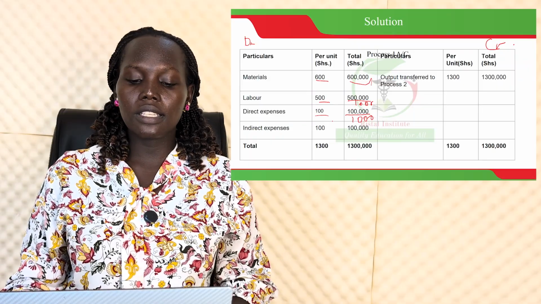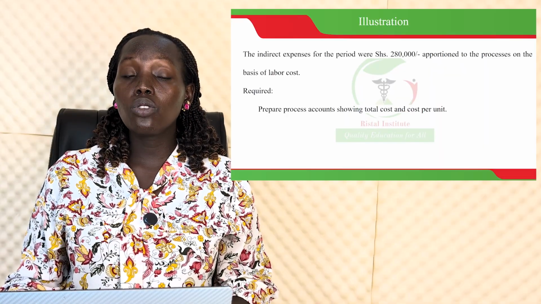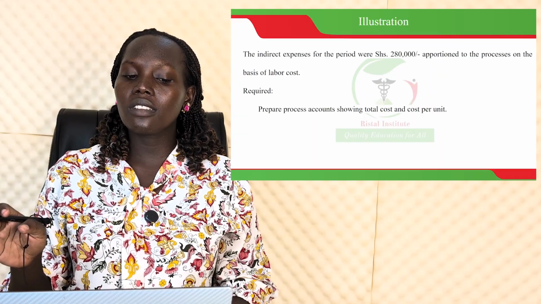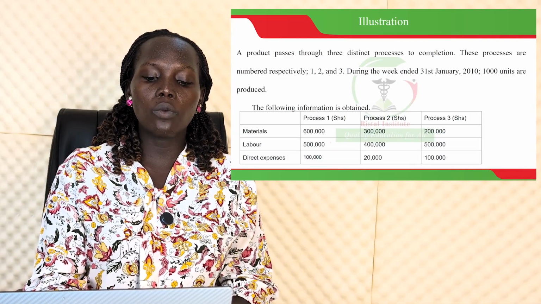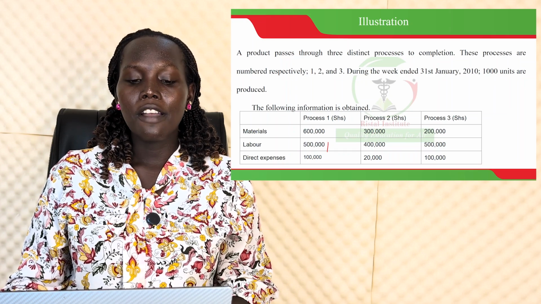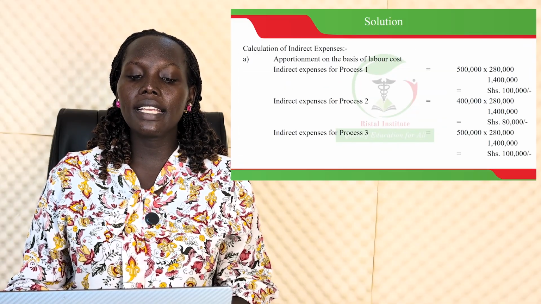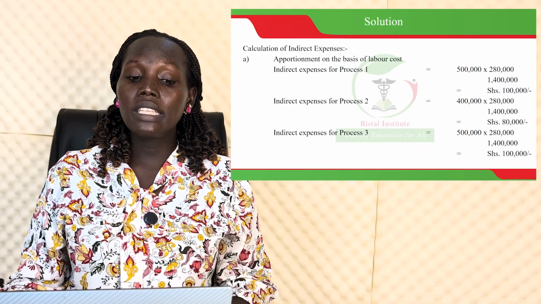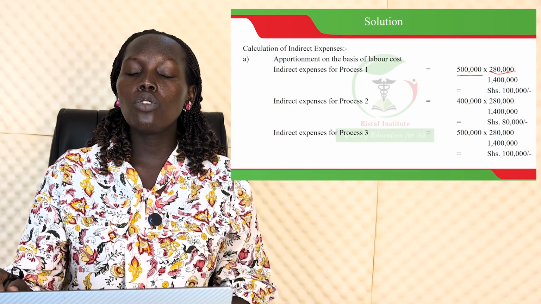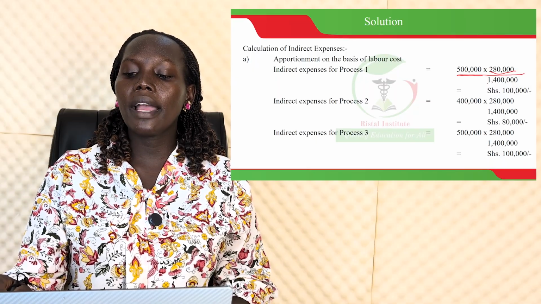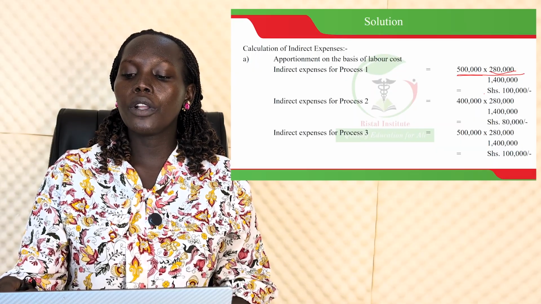For the indirect expenses, remember they told us that the indirect expenses for the period were 280,000, apportioned to the processes on the basis of labor cost. So we come and see what our labor cost is. Labor cost in process 1 we have 500. So to get the indirect expenses, what are we going to do? We are going to take 500 times 280, and we divide by the total, which is 1,400,000. We got 100.